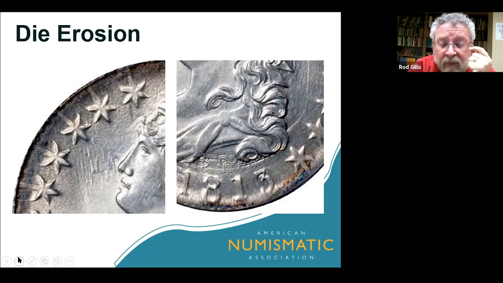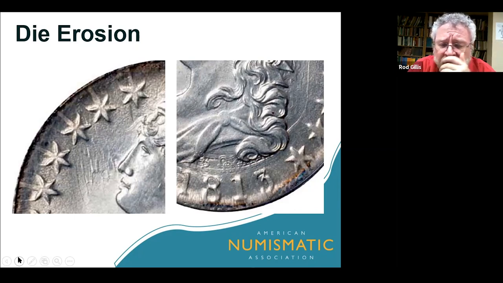We get a ton of people all the time who call us and they say they have a coin that shows a clash. And the mistake is they think that this is a one-time event, and it's not. After the dies have clashed, from that point on, as long as the dies are used, that clash will be reflected on the coin, all right?